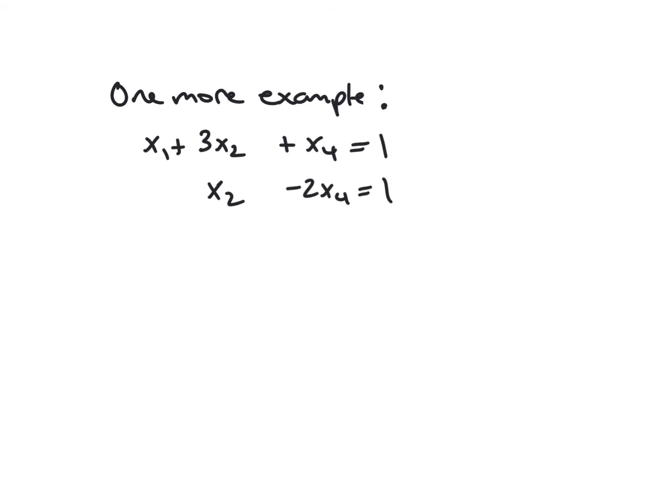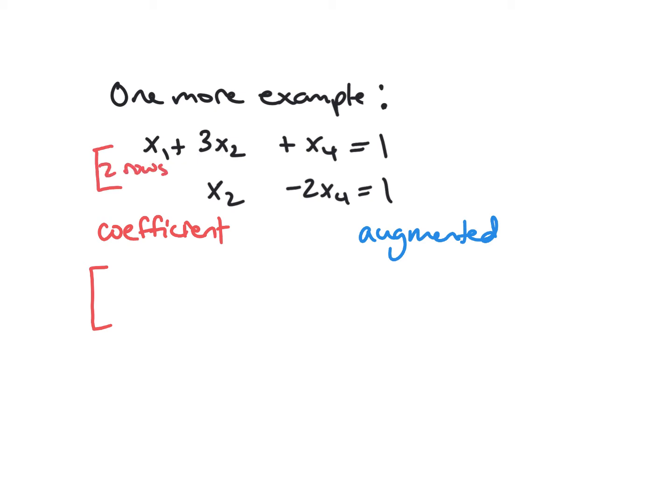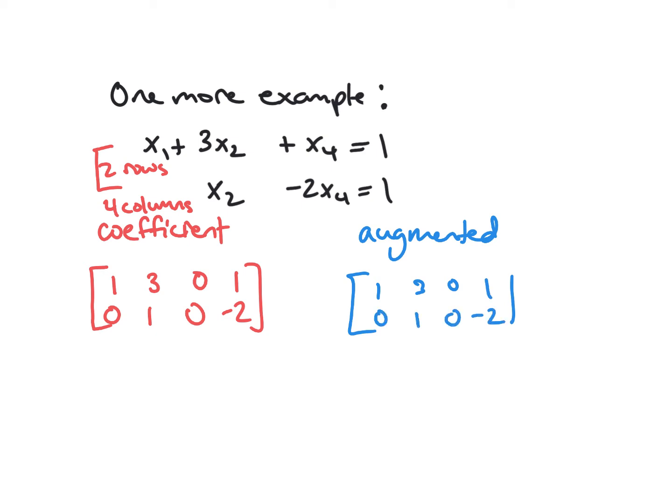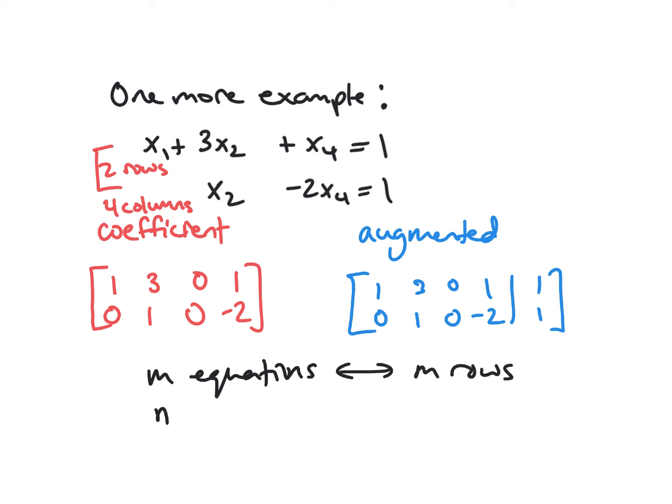So I want to do one more example because the previous two led to square coefficient matrices. So our coefficient matrix here is actually going to have two rows because we have 2 equations, and then 4 columns for 4 variables. So this is going to be 1, 3. We have 0 before x3, 1 before x4. We have no x1 term, 1, 0, and then -2 before x4. And again, the augmented is going to be the same thing. We just tack on this last column with what is past the equal sign, so 1 and 1. In general, if you have m equations, this corresponds to m rows, and n variables corresponds to n columns. And this is in the coefficient matrix, not the augmented. You'll have an extra column in that case.